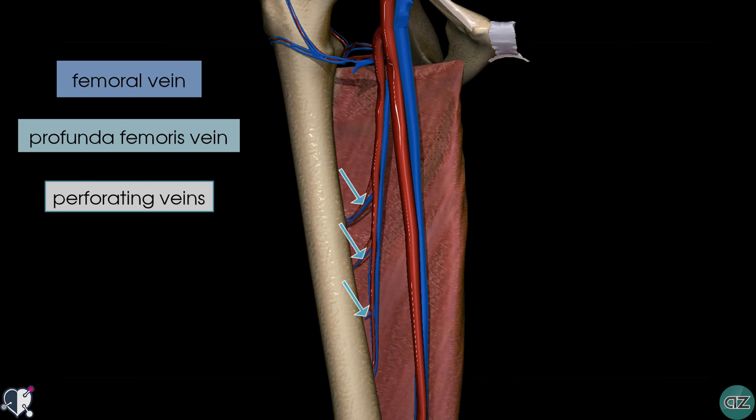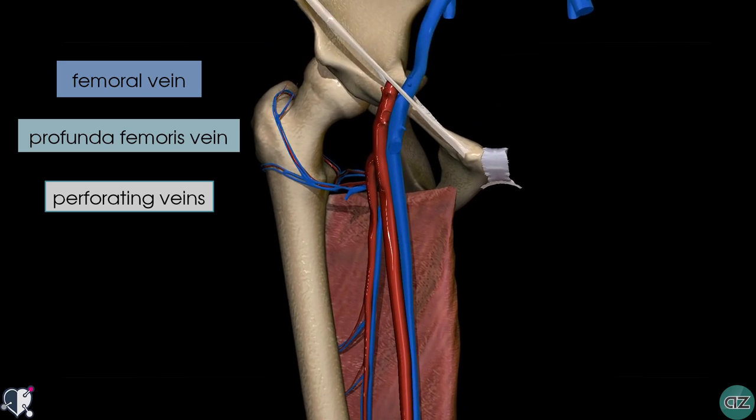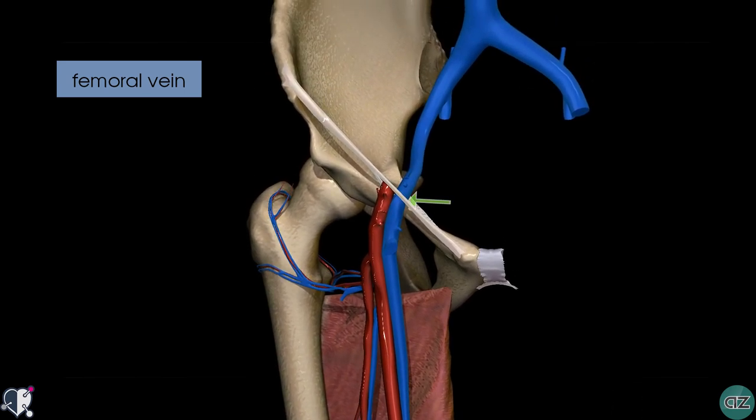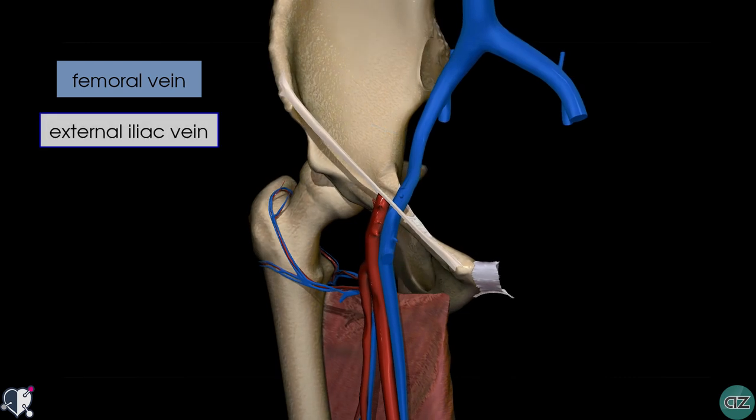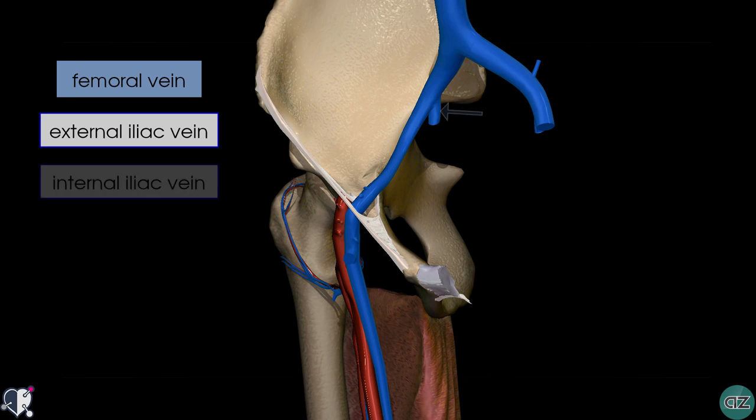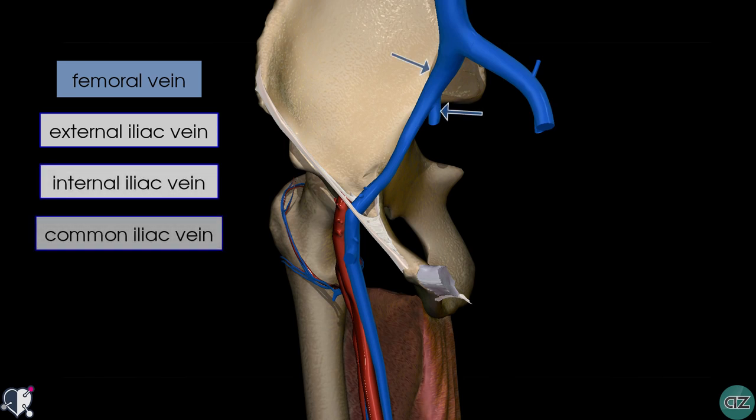If we follow the femoral vein up even further proximally, we can see that it passes underneath the inguinal ligament. After it passes underneath this ligament, it becomes known as the external iliac vein. The external iliac vein then joins the internal iliac vein to become the common iliac vein.